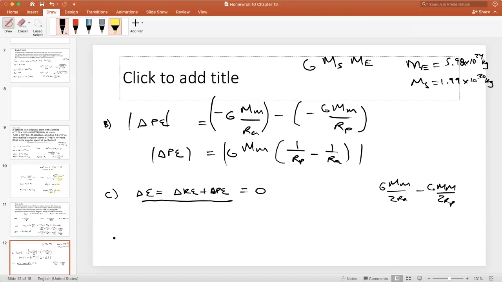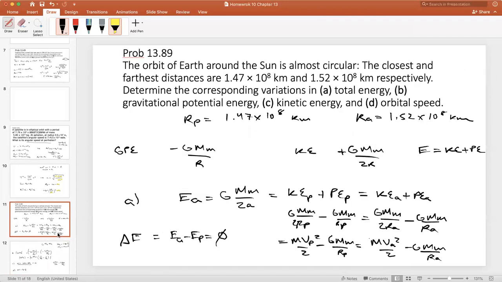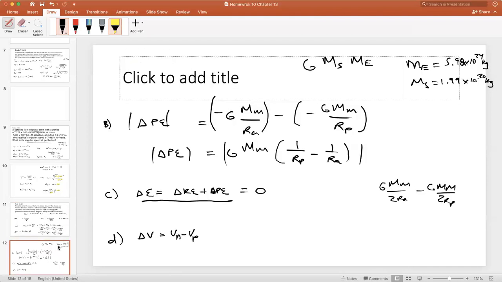And then finally, this is the last one, it wants the difference in speed, VA minus VP. Now, there's a couple ways we could do this. I would say that the easier way, you're given RA and RP.